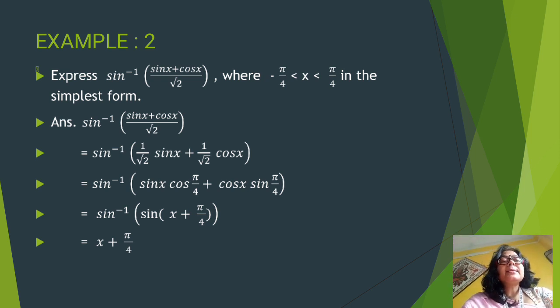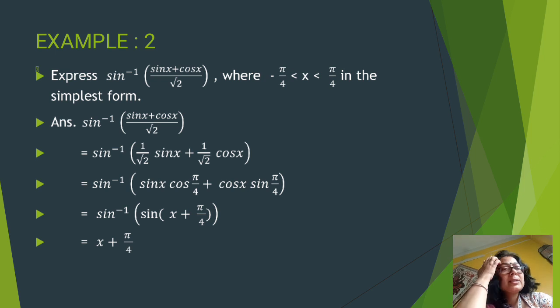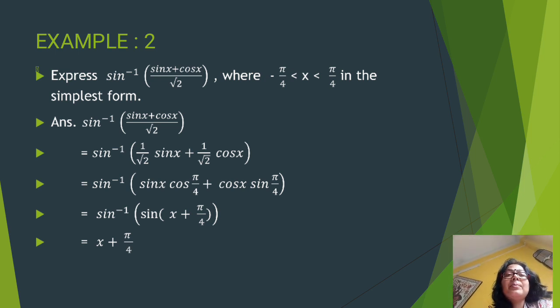Express sin inverse of (sin x plus cos x) by root 2, where minus pi by 4 is less than x less than pi by 4, that is x belongs to minus pi by 4 to plus pi by 4. So we have to convert this into simplest form. Now inside the bracket, this sin x plus cos x by root 2, we are dividing a plus b by 2, the same way, we are dividing it: 1 by root 2 sin x plus 1 by root 2 cos x.